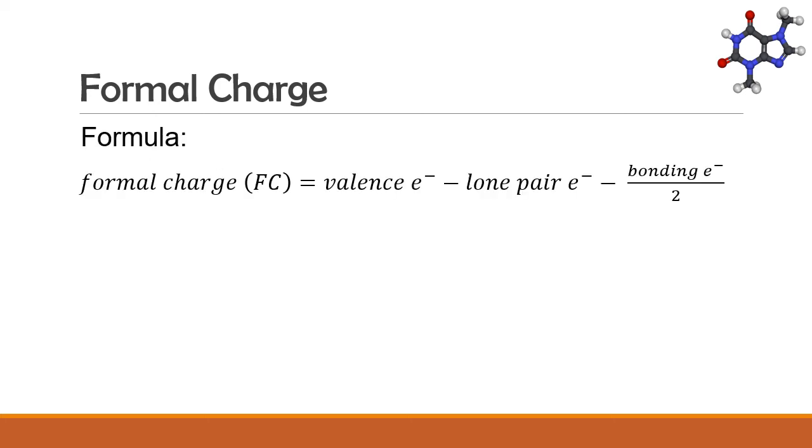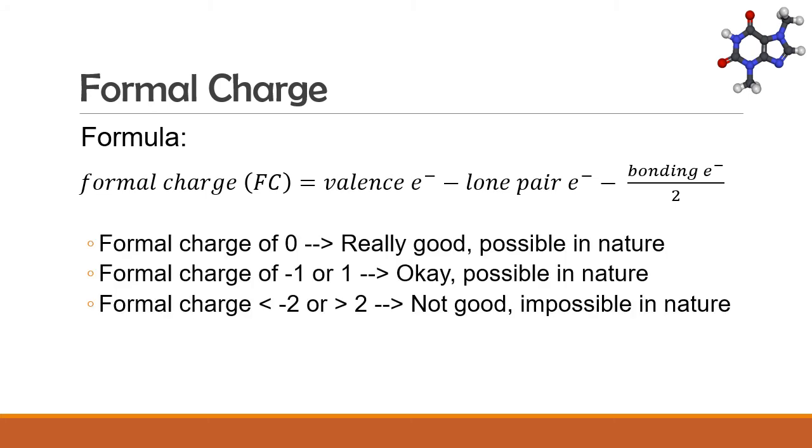The formal charge can be computed given the following formula. Formal charge equals valence electrons minus lone pair electrons minus bonding electrons divided by 2. The formal charges will tell us whether the structure we have drawn is possible or not. If the formal charge is 0, then this structure is possible in nature. If the formal charge is -1 or +1, this is also possible in nature. If the formal charge is -2 or +2, then this is impossible in nature.